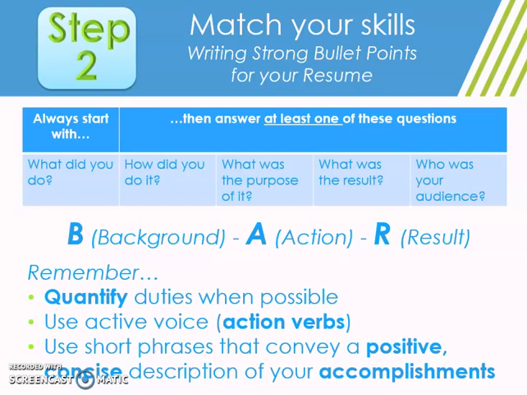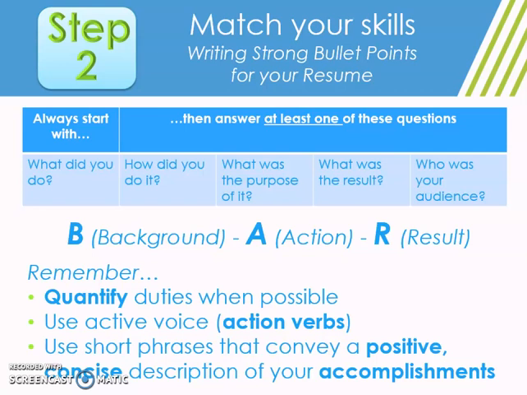Think about, how did you do the task? What was the purpose of the task? What was the result of your actions? Who was your audience? Who were you working with? And if you're thinking about those experiences in a broader term of background, action, and result, and really focusing on your skills and those that you use to accomplish those tasks, you're going to be in a much better starting position for writing your bullets.